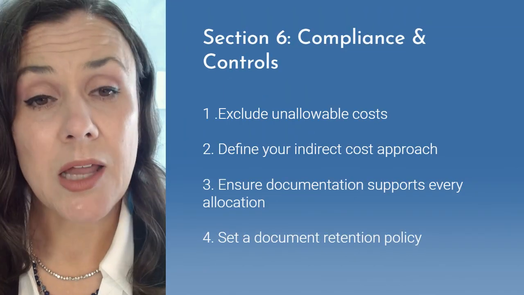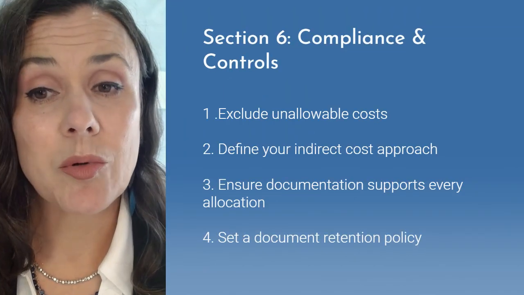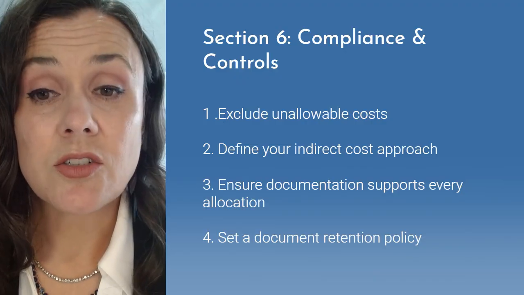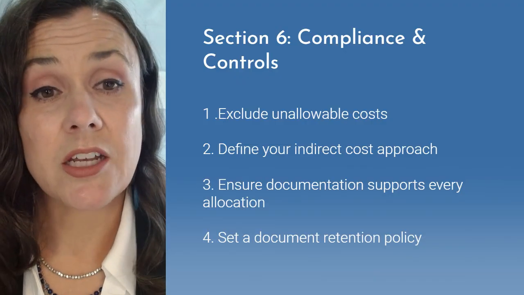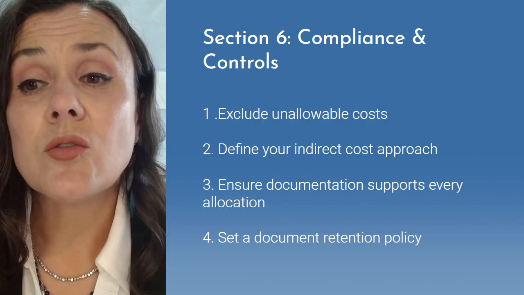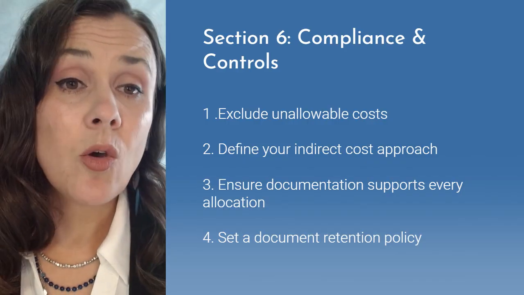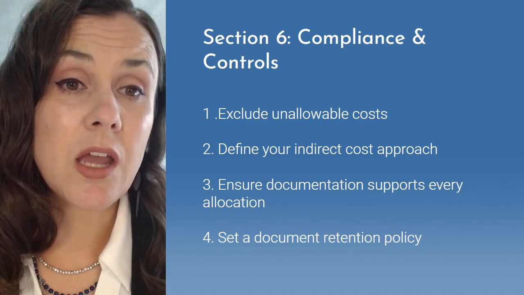Section 6, compliance and controls. Are unallowable costs excluded? Is your indirect cost approach defined? Does your documentation actually support the allocations that you have in place? And have you set a clear document retention policy to prove when there have been changes or to prove how you've done it in the past compared to how you do it today?